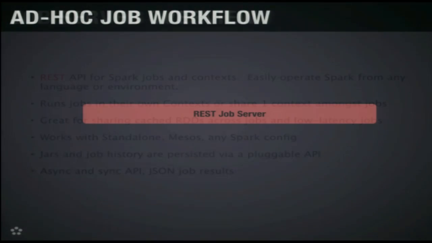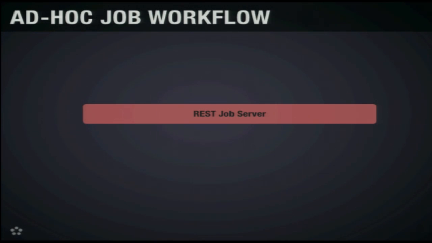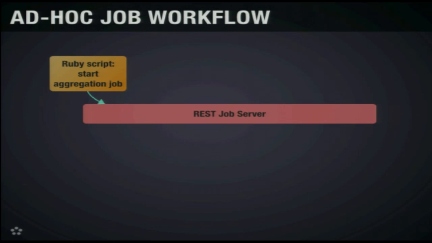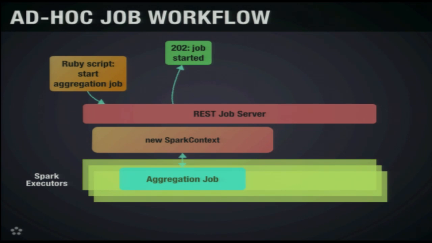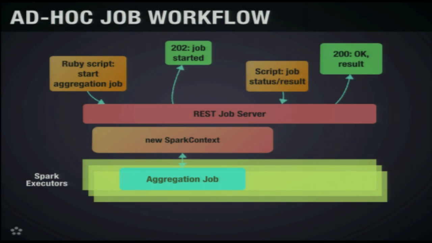So the way that this works is that we have a job server. Let's say that you want to run an ad hoc job. This is jobs that might take minutes or hours. And let's say you have a script that can start this job. It makes a call to a REST server. What this does is that this will create a new Spark context for you, and allocates processes on the workers. And this will start the job, and will return a 202, which indicates that a job is started. Now, what happens is that later on the job finishes, you can then query the job server again for the status, whether it's finished or not, and you can get the result asynchronously.